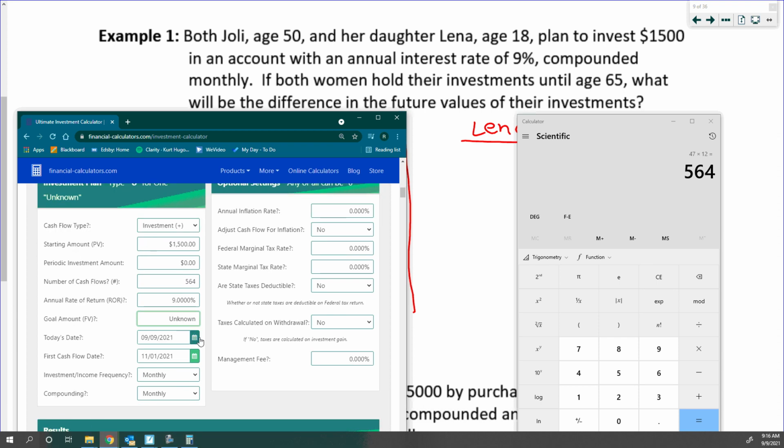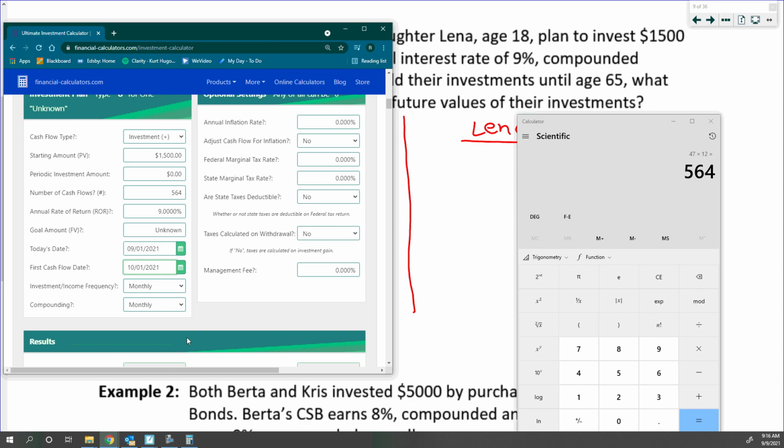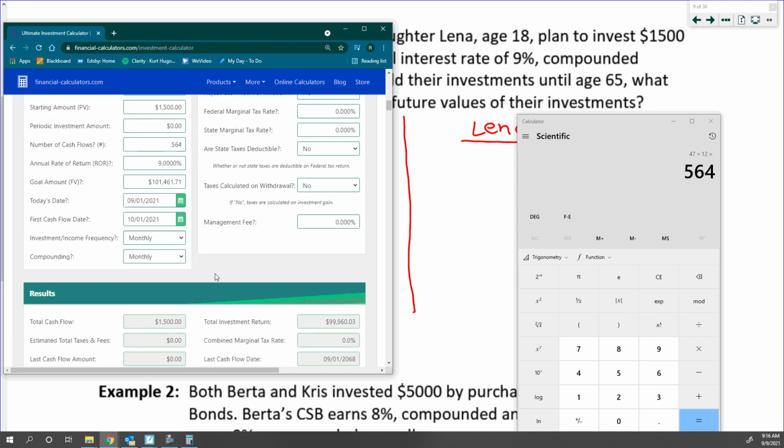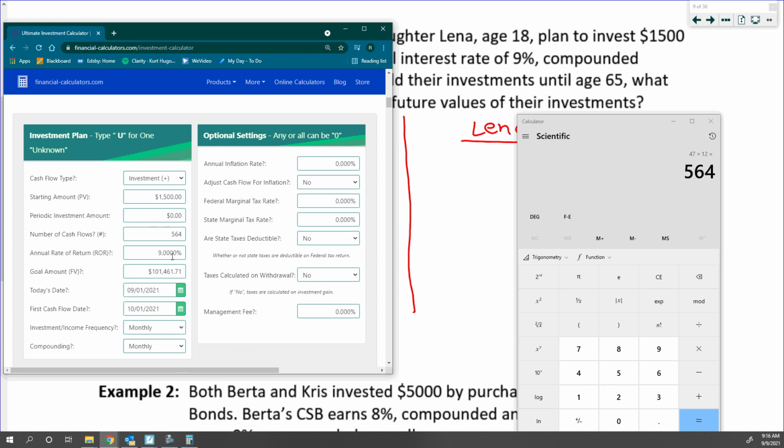For today's date, I'm just going to switch it to the start of the month. And we're doing it monthly, so the first cash flow or the first calculation will be done a month later. So that would be 10/01/2021. And then compounding investment is going to be monthly. So then scroll down, I hit calculate, and ignore what's down here, focus on what pops up in this space.